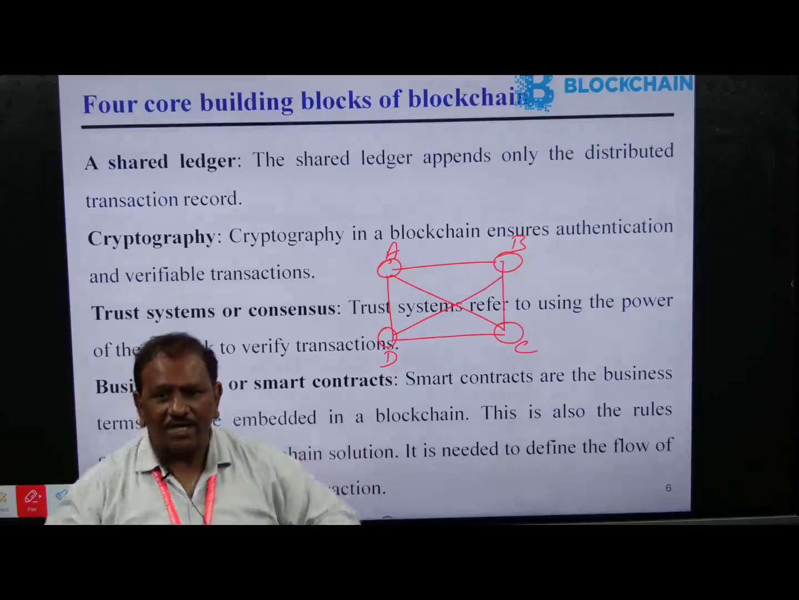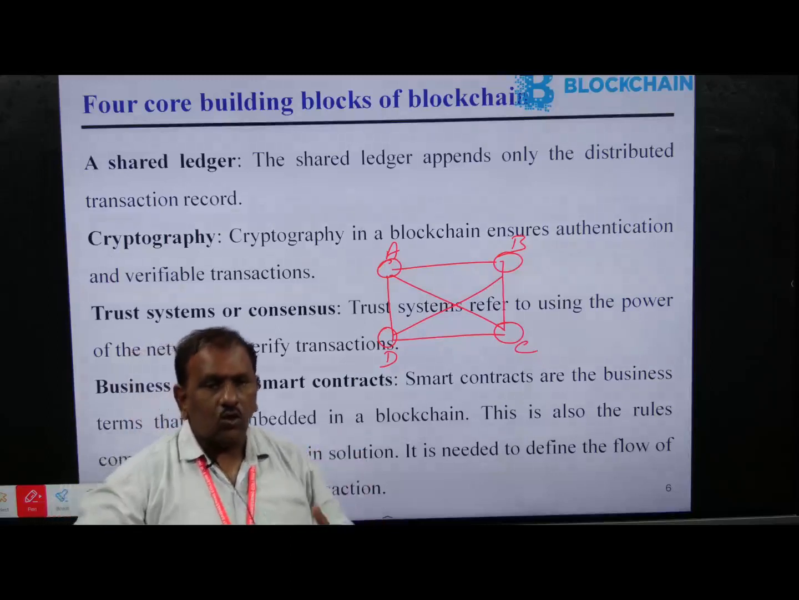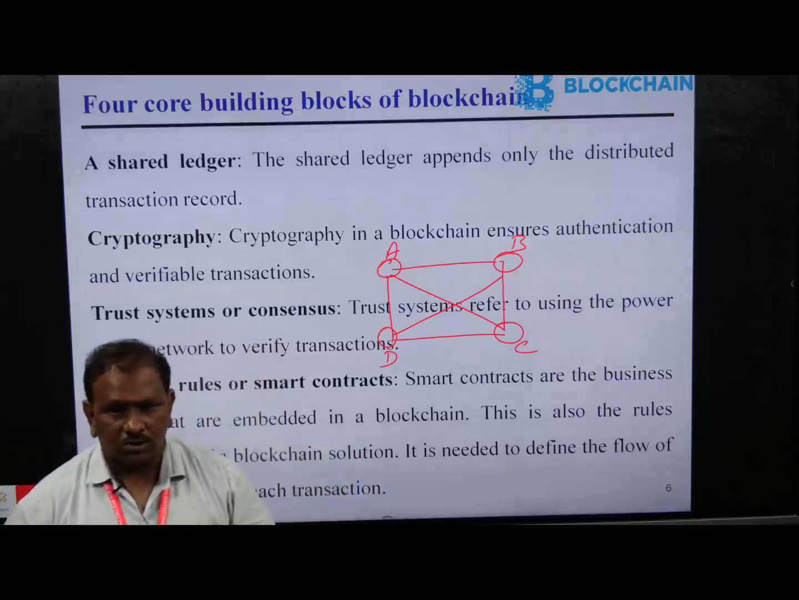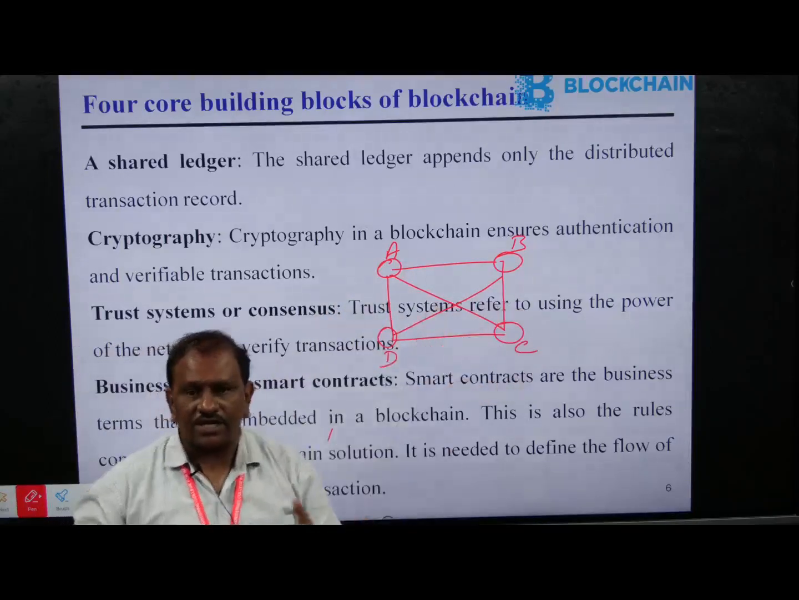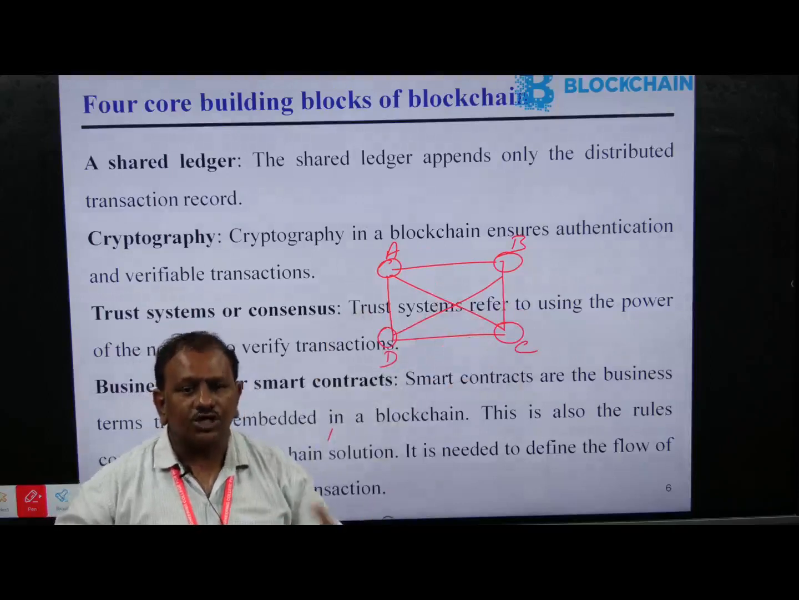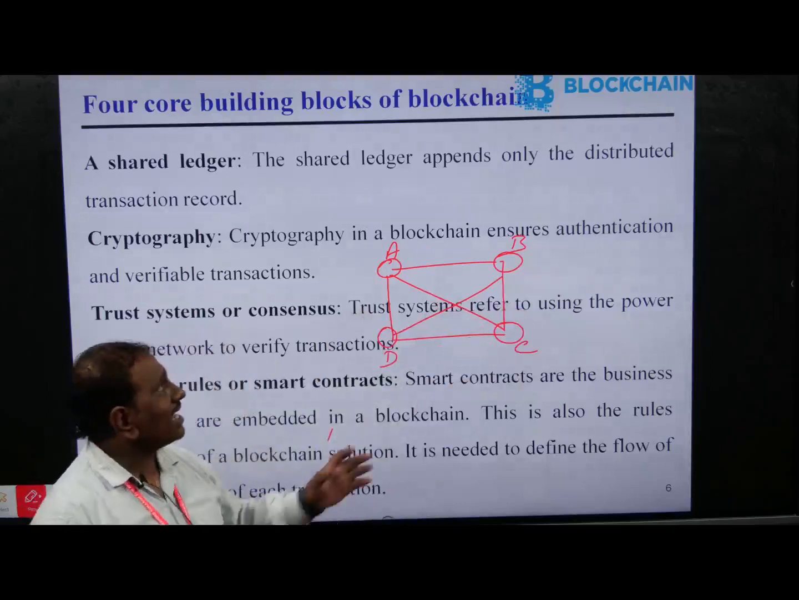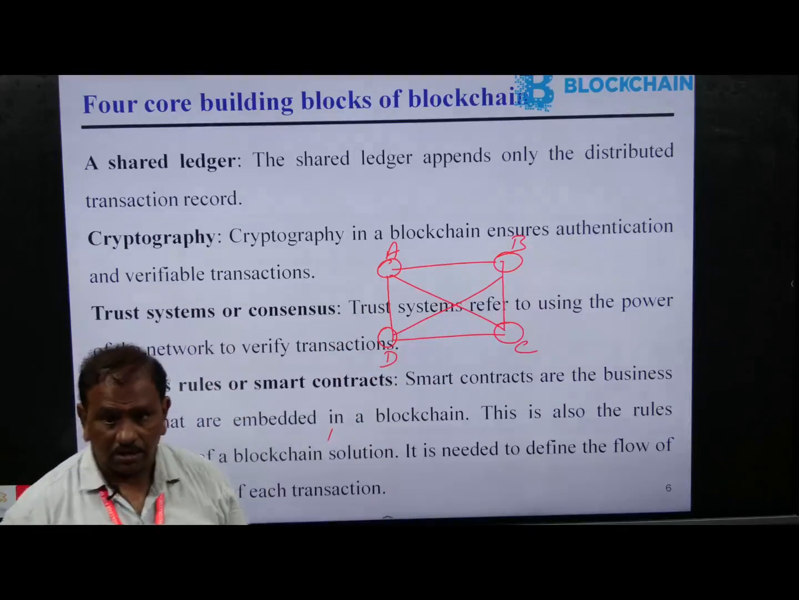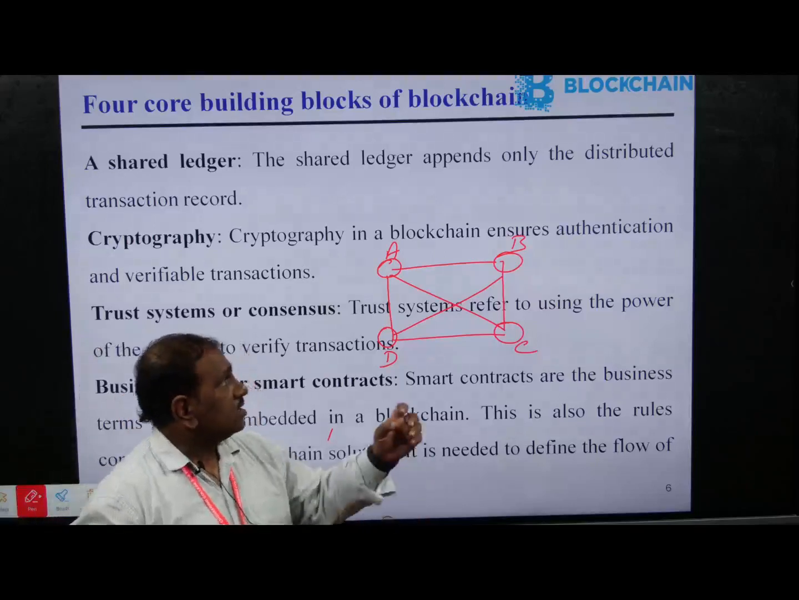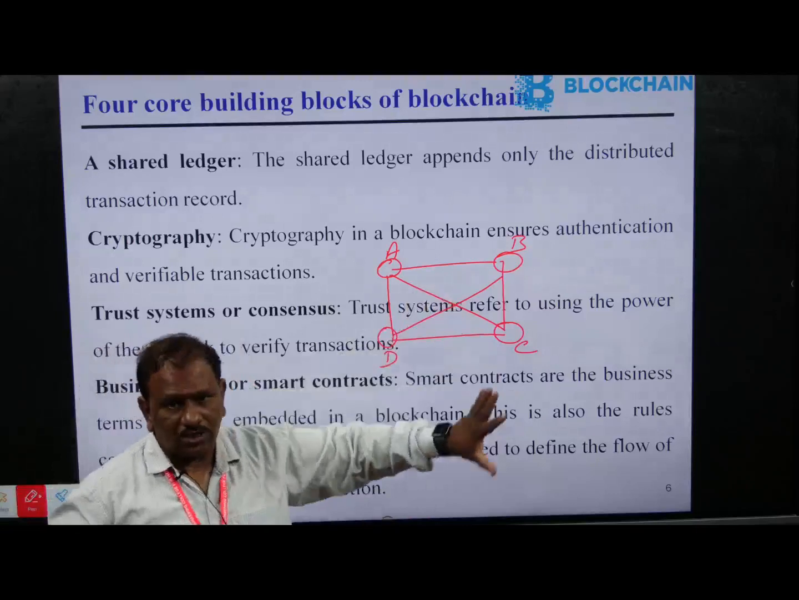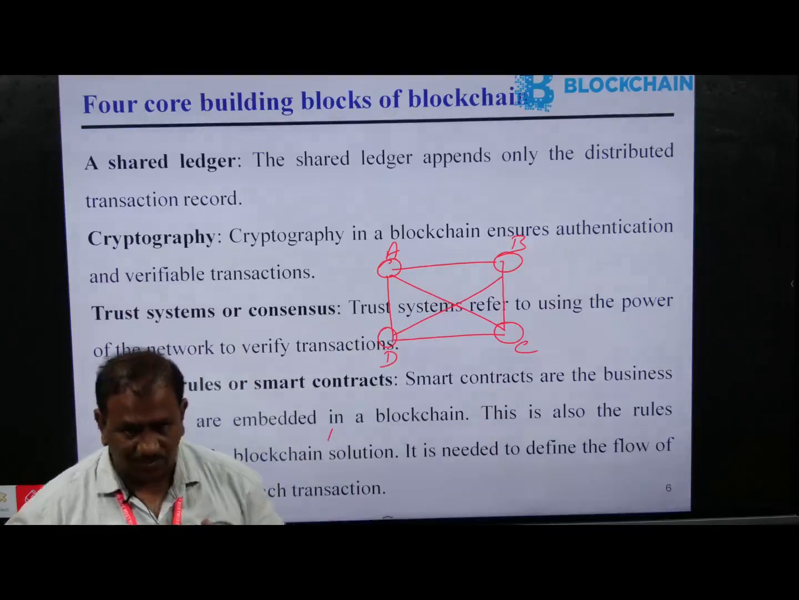And what is the meaning of node here? Node is nothing but our system. So if I consider four different systems connected together logically peer to peer, then I can say it is a blockchain. They are connected together. So these nodes mean our own systems only.